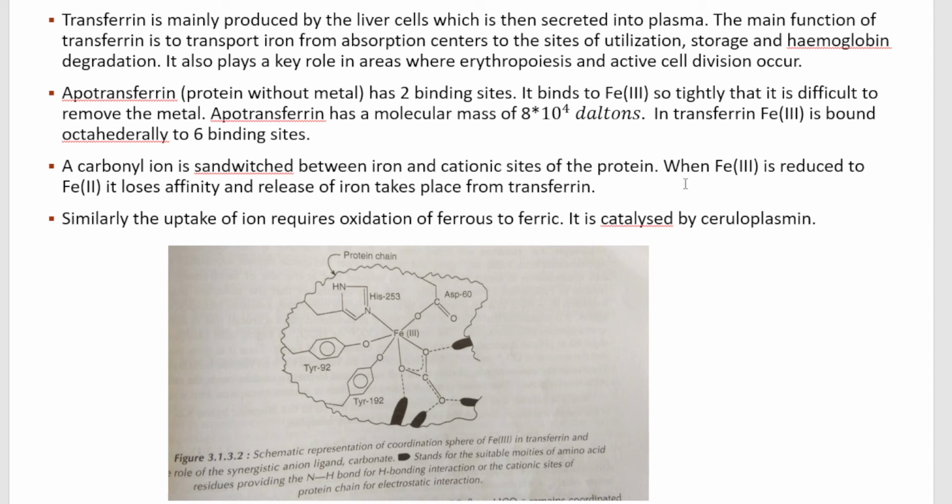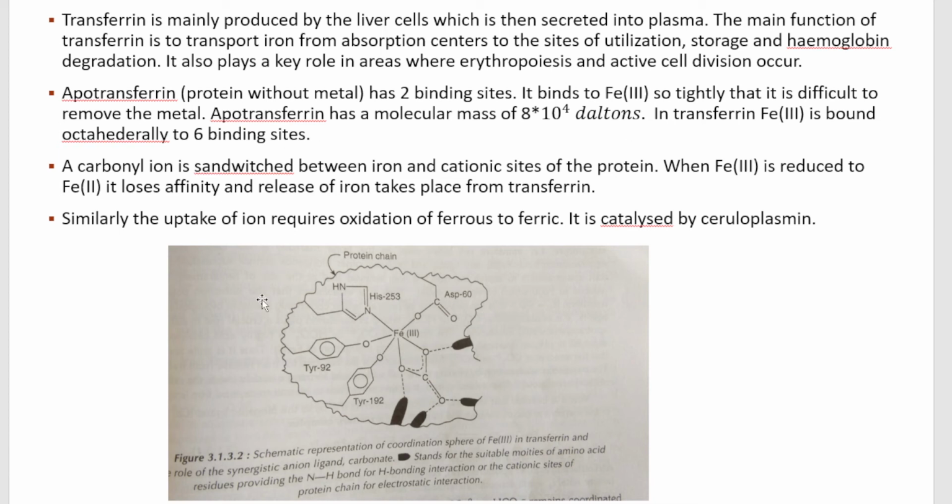Okay, and Fe3+ is reduced to Fe2+. Whenever Fe3+ undergoes reduction to Fe2+, this protein loses affinity for it, and then it is released. So this is a mechanism of releasing iron to the utilization center wherever it is required, because you know that this is held very strongly by the apotransferrin. Whenever it is supposed to be released at whichever site, there is a conversion of Fe3+ to Fe2+.